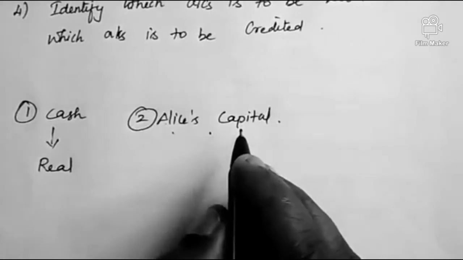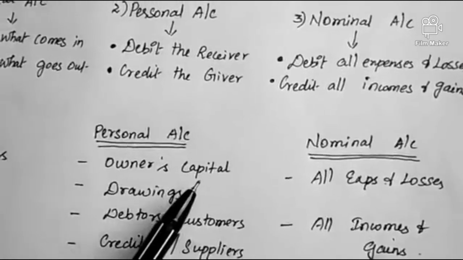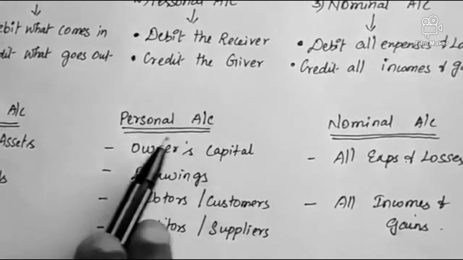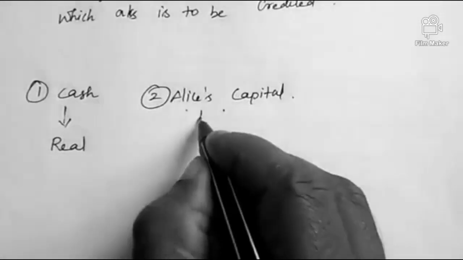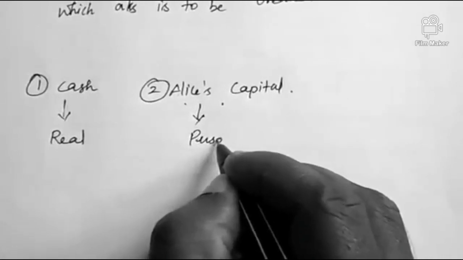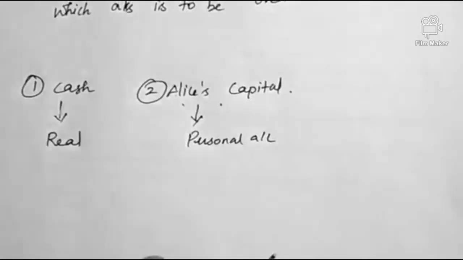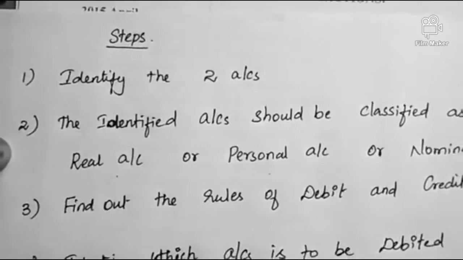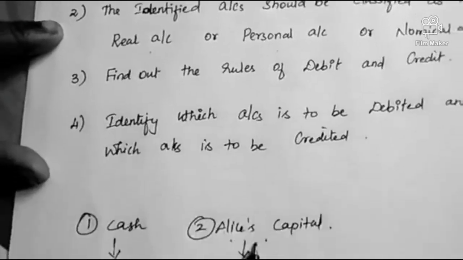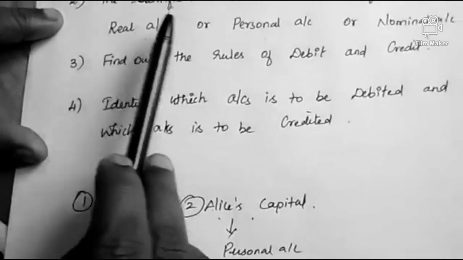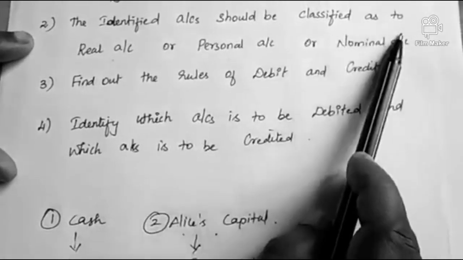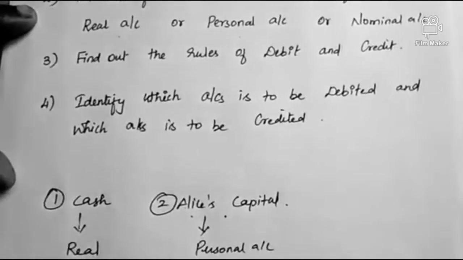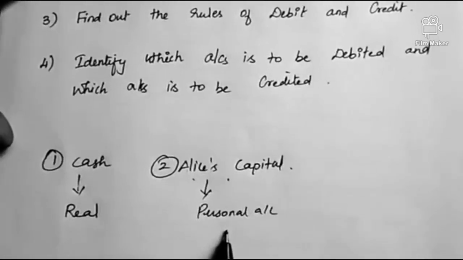Alice capital. Capital means she is a proprietor. She is a person, so it is a personal account. Owner's capital is a personal account. Now the second step is over. First one is to identify the 2 accounts, cash account and Alice capital, and second one, the identified accounts should be classified as real, personal or nominal. So cash is a real account, Alice capital is a personal account.